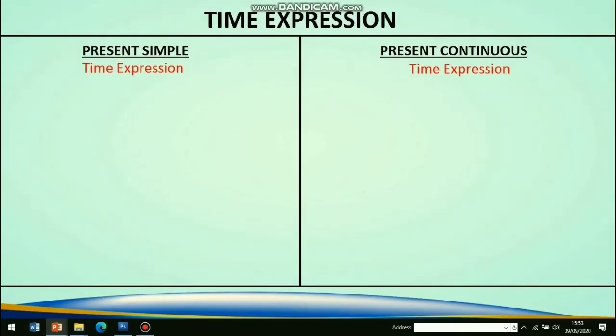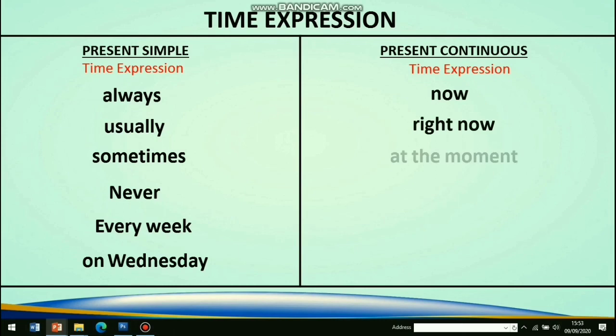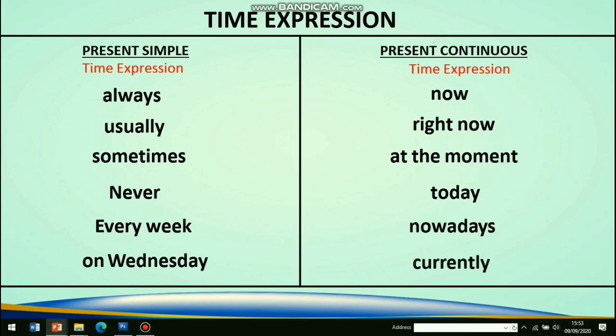Okay, now let's look at time expressions. In present simple, the time expressions are always, usually, sometimes, never, every week, every day, every month, every year, on Wednesday. But in present continuous, the time expressions are now, right now, at the moment, today, nowadays, currently. For example, she's working today. We are working today. Or we are working right now.